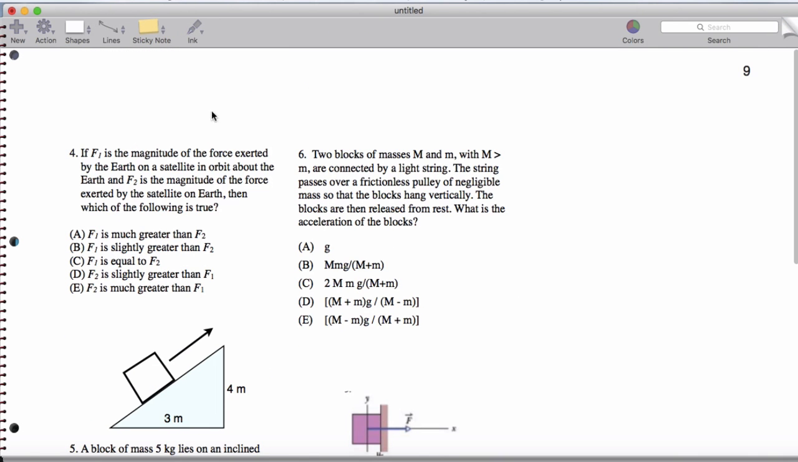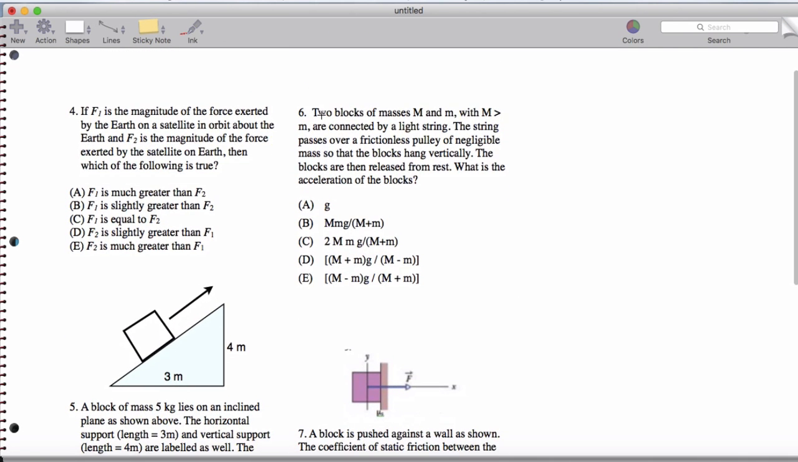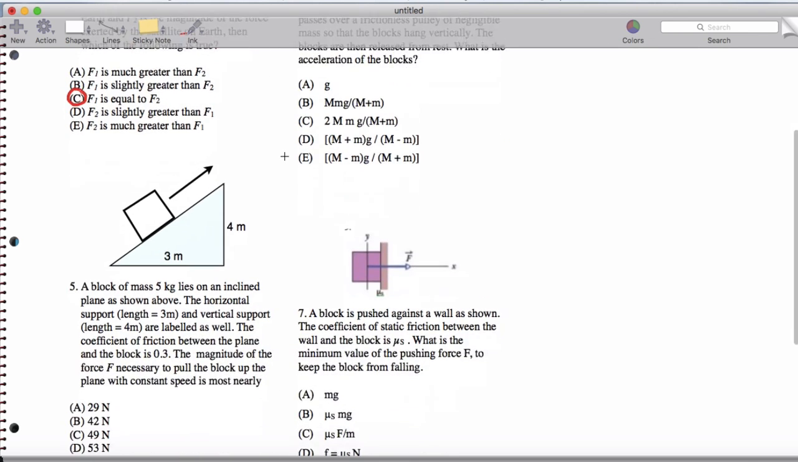And then for number 4, this is your standard third law question. We have satellites in orbit around Earth. If I draw this as the satellite and this is Earth, F1 is the force on the satellite from the Earth, and F2 is the force on the Earth from the satellite. These two forces are third law pairs and should be exactly equal and opposite.